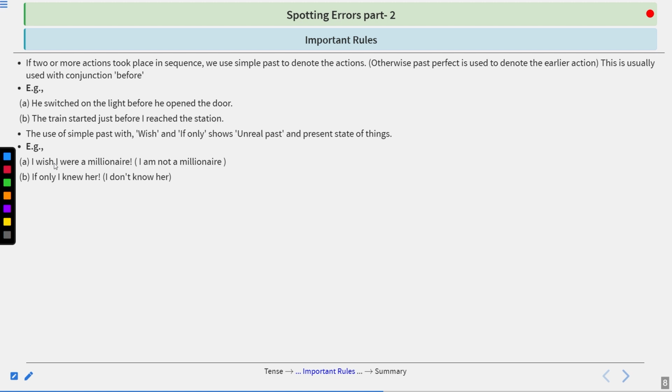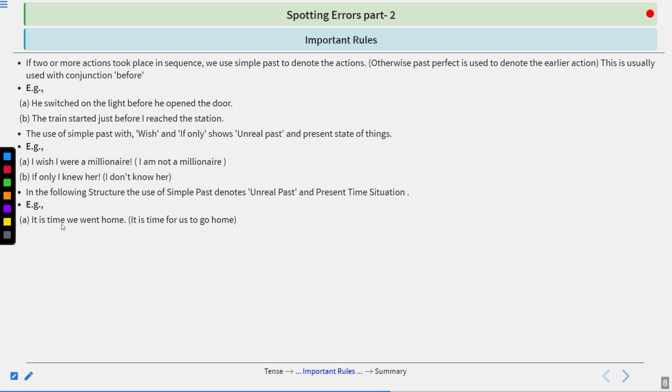If only I knew her. Here again we have used if only I knew her. With if only we have used the past form of the verb, knew, of know. In the following structure, the use of simple past denotes unreal past and present time situations.